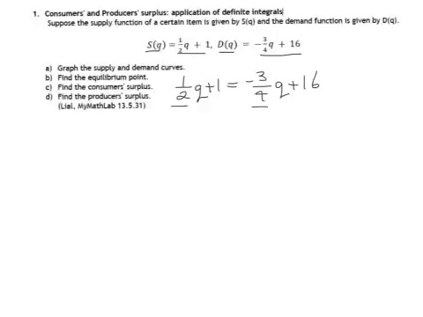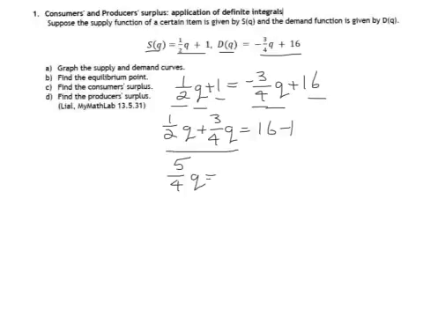But either way, you're going to be gathering like terms, so the Q terms and the constant terms, and solving for Q. So here we have 1/2 Q plus 3/4 Q is going to be equal to 16 minus 1. So here we have 1/2 and 3/4 Q, so that's going to be 1 1/4 Q, or 5/4 Q, is going to be equal to 15. And then we can see that Q is equal to 15 times 4 divided by 5, and that's 12. So that is going to be your Q0 value, your quantity at the equilibrium point.